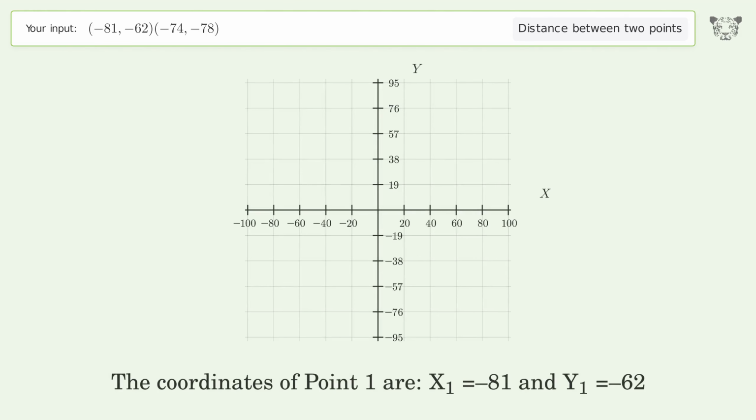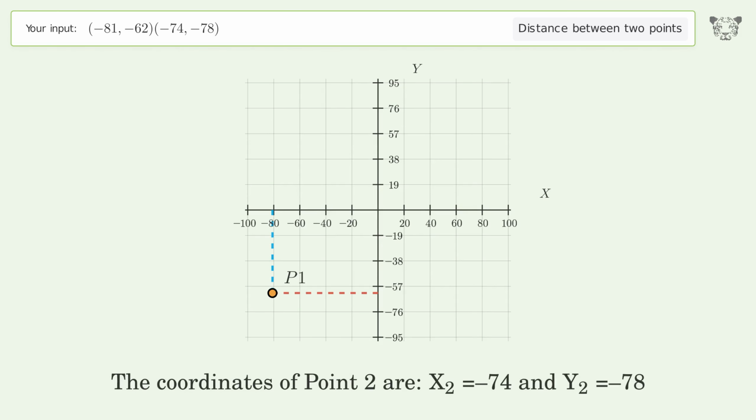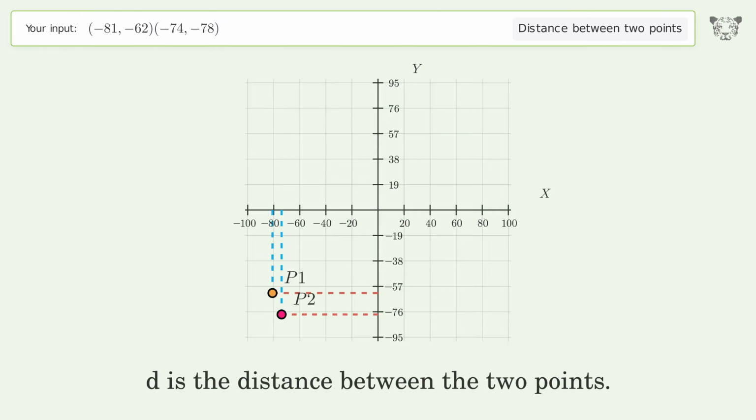The coordinates of point 1 are x1 equals -81 and y1 equals -62. The coordinates of point 2 are x2 equals -74 and y2 equals -78. D is the distance between the 2 points.